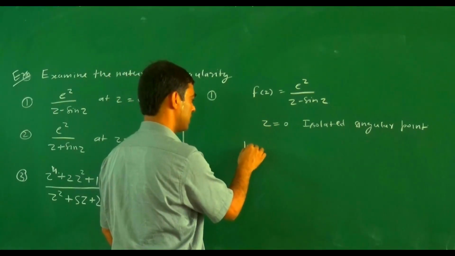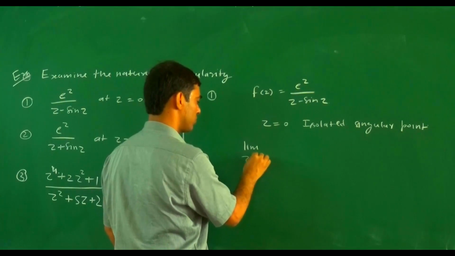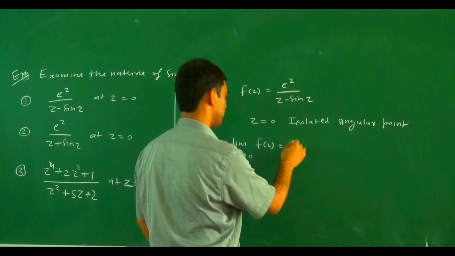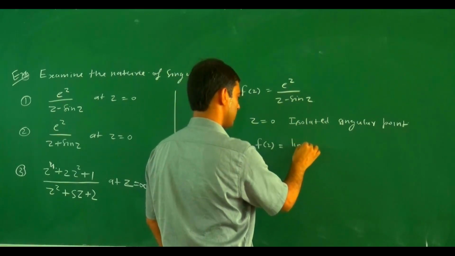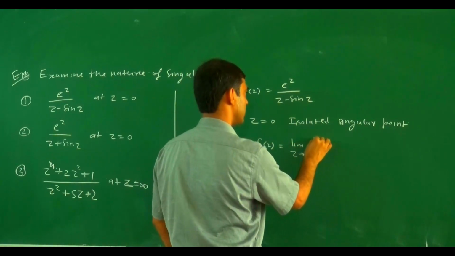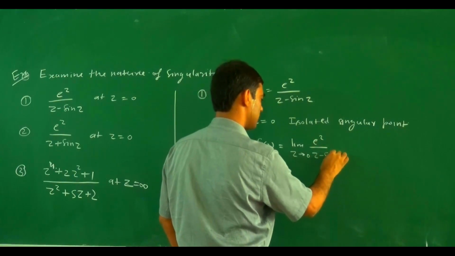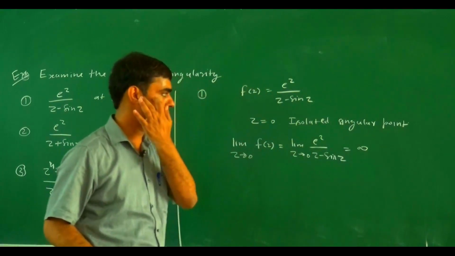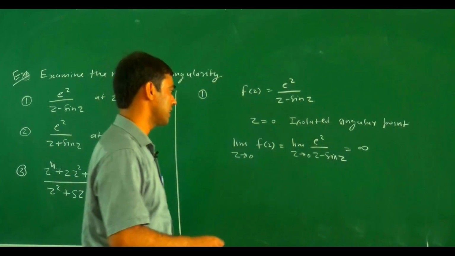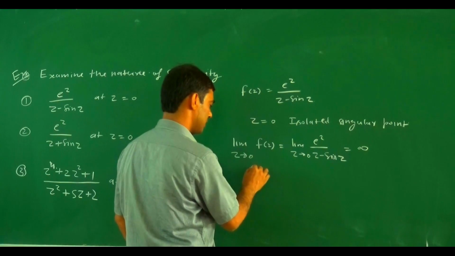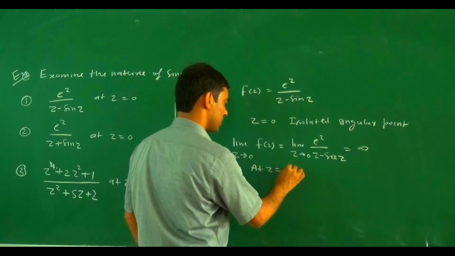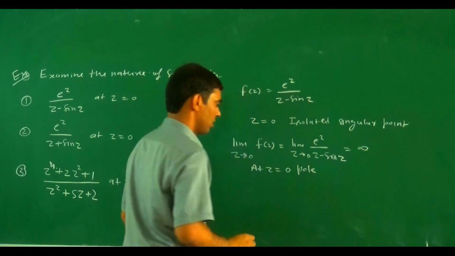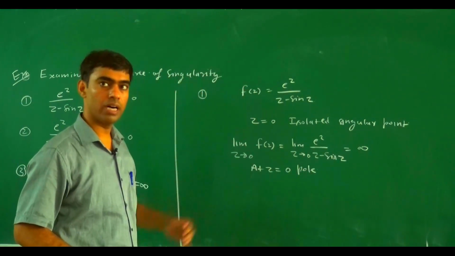This can be decided by the limit as z tends to 0 of f(z). What is the value? Limit as z tends to 0 of e to the power z upon z minus sin z equals infinity. This indicates that there is a pole. At z equals 0, there is a pole. But what is the order of the pole?